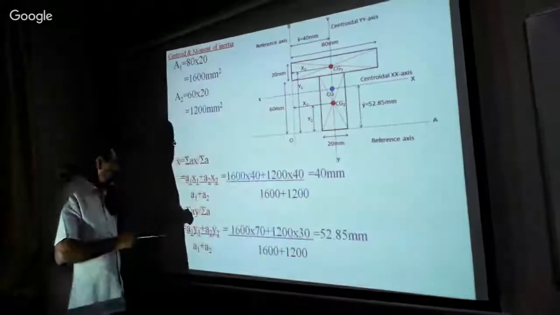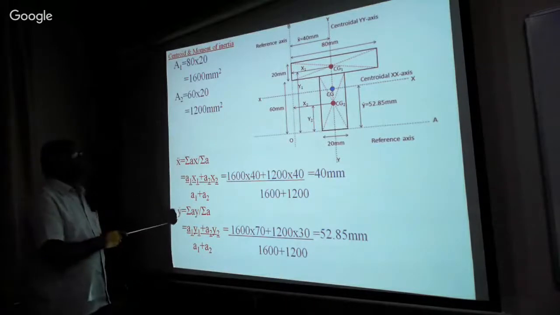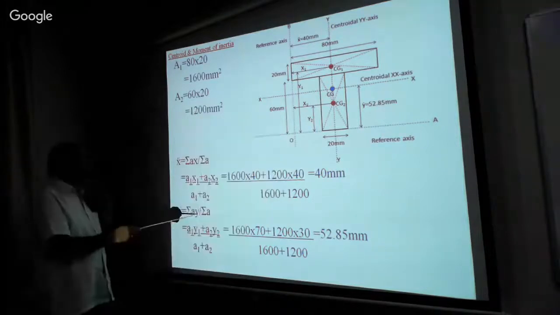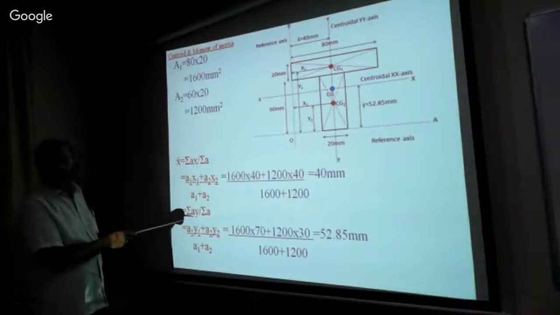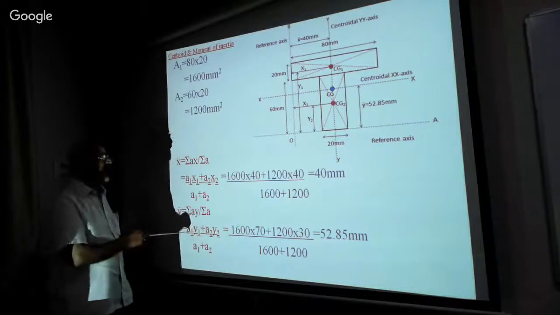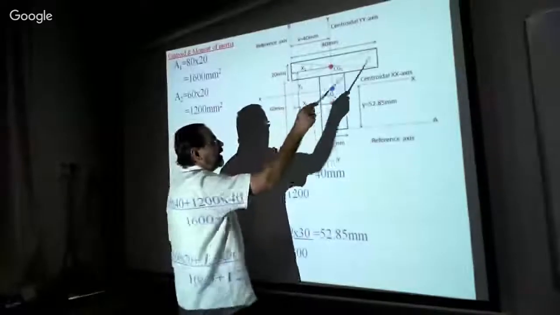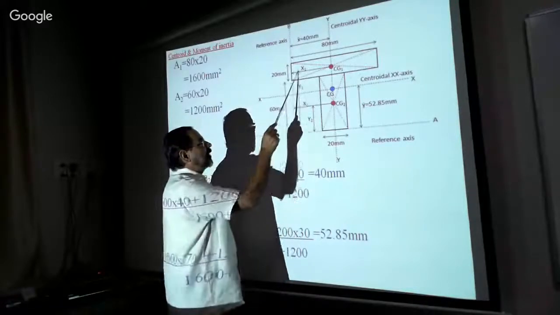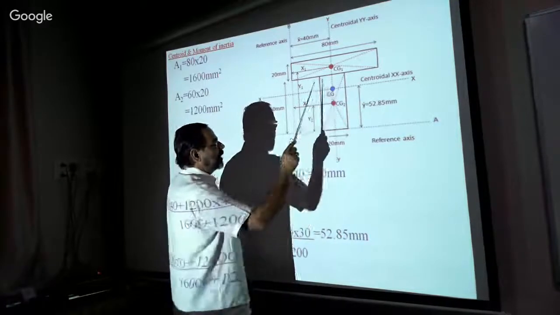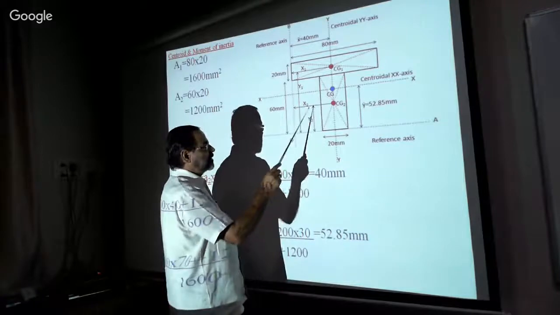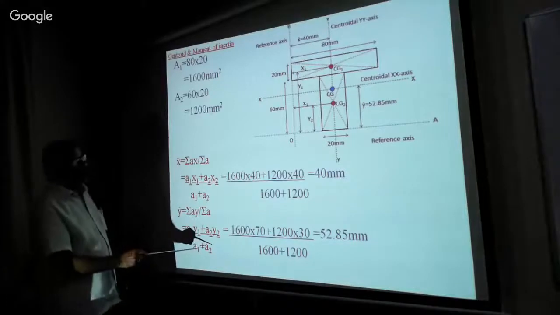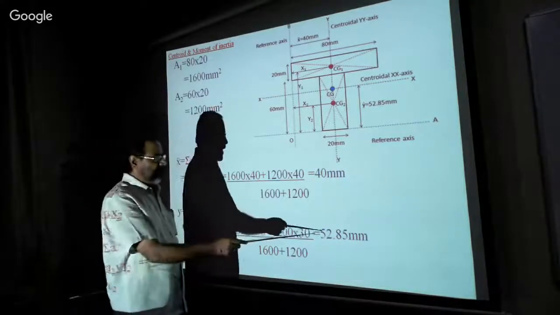Similarly, to calculate y bar, it is sigma Ay divided by sigma A, that is A1 y1 plus A2 y2 divided by A1 plus A2. A1 is the area of the first figure, and y1 is the distance from here to here. Similarly, A2 is the area and y2 is its distance. A1 y1 plus A2 y2 divided by area 1 plus area 2. Just substitute, and we get the value of y bar.